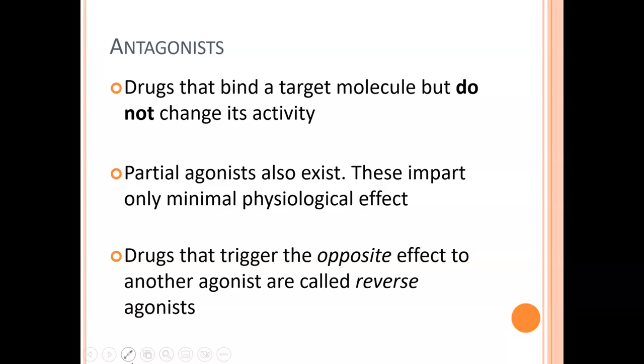Just to confuse things further, there are drugs that trigger the opposite effect to the agonist, and this is called a reverse agonist. It might be like, one drug binds and the cell goes forwards, but a different drug binds and the cell goes backwards. So that would be an agonist going forwards and a reverse agonist going backwards. Generally, cells don't move, but it's more a case of, I don't know, maybe it triggers the release of potassium, and the other one triggers the uptake of potassium by the cell.